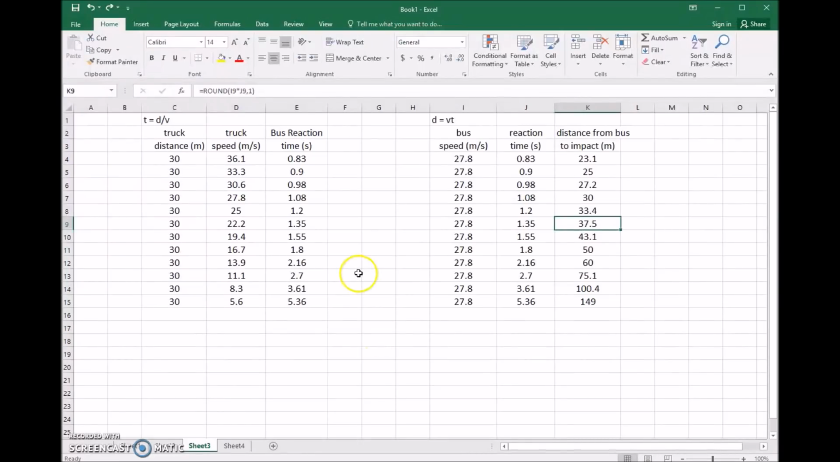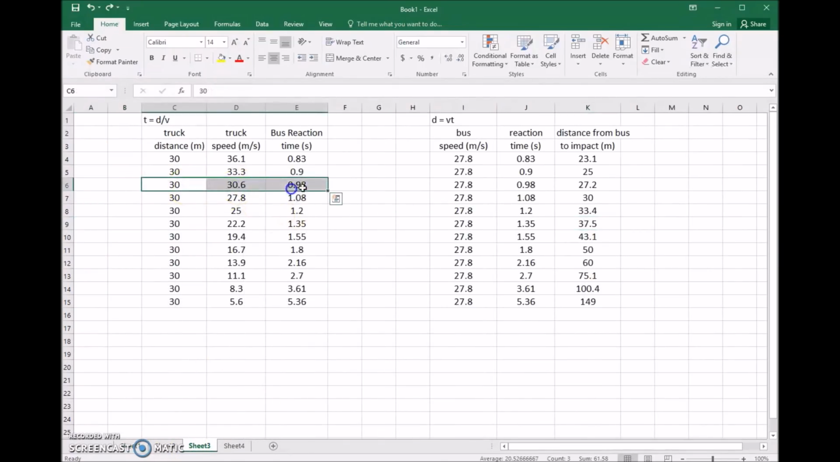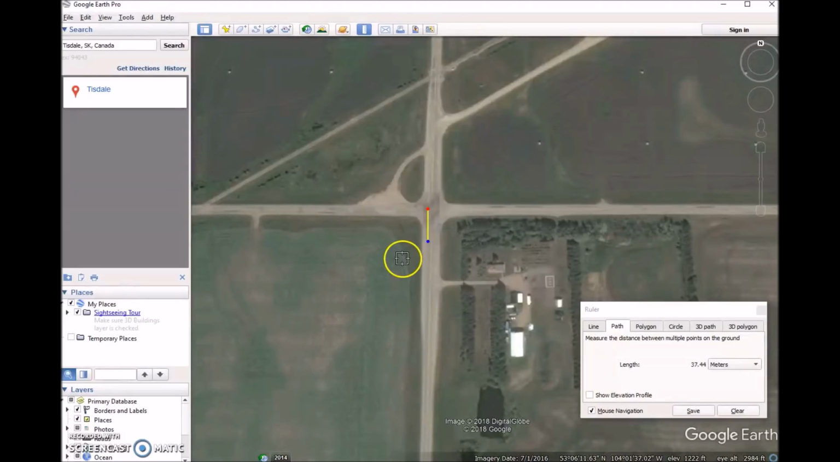Well, let's suppose the truck is speeding. Let's suppose the truck is doing 110, 30.56. That gives the bus exactly 1 second, 0.98, to react. It would only be 27.2 meters away from the point of impact. 27.2 meters. Approximately there. If the truck is speeding at 110 kilometers per hour, this is how far the bus is going to travel after it says whoa and steps on its brakes.